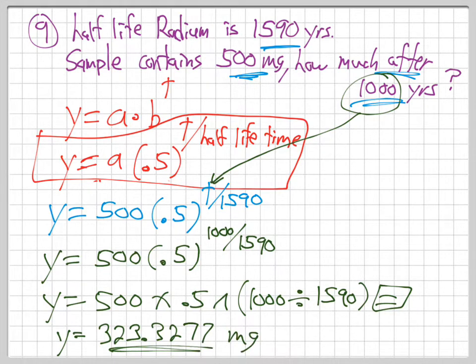That answer makes sense, doesn't it? Because remember, originally there were 500 milligrams, and after 1,590 years, it would go down to half that amount. It would go down to 250. So after 1,000 years, it won't go all the way down to 250, right? That's less than the 1590 years. So it won't go all the way down to 250. See how the answer's above 250? It's gone down from 500, but not all the way down to half. It's only at 323 milligrams left after 1,000 years. That answer seems reasonable. Okay, let's go to number 10.